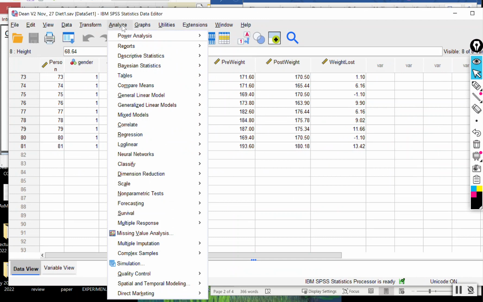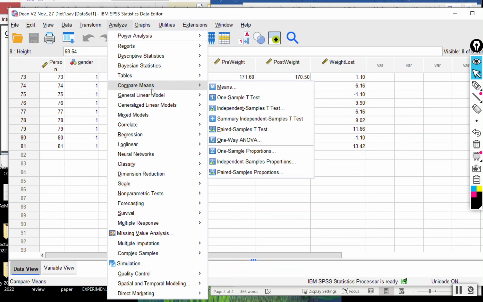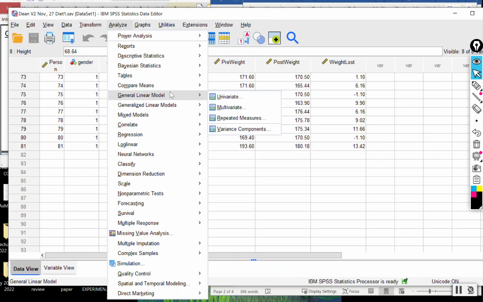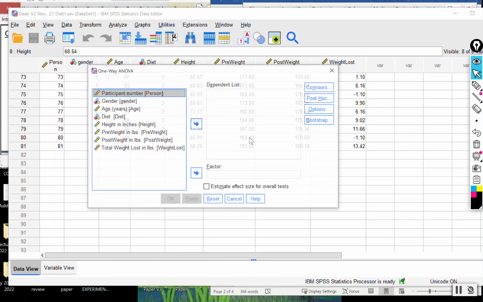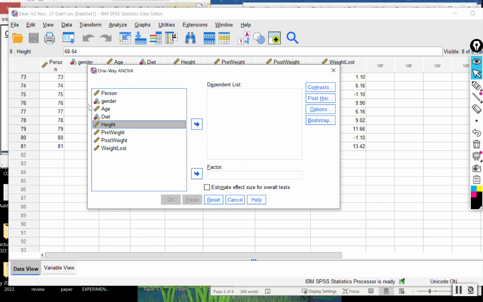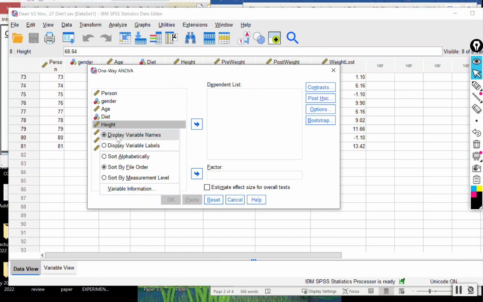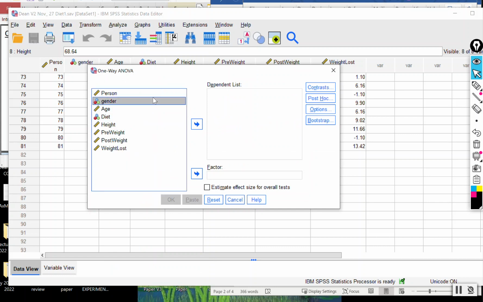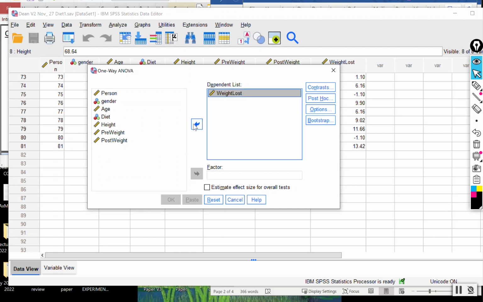We're going to go into Analyze, and then we're going to go into Compare Means, and then One-Way ANOVA. What I did here is I just right-clicked and then chose Display Variable Names to make it a little bit simpler. The dependent variable we know is weight loss, and our independent variable is the diet.